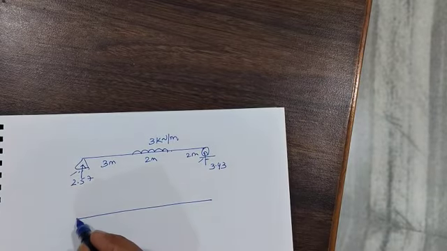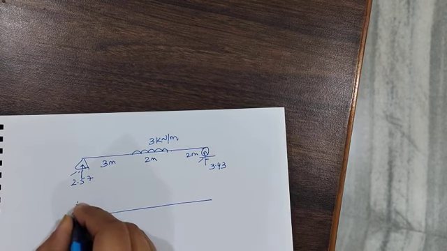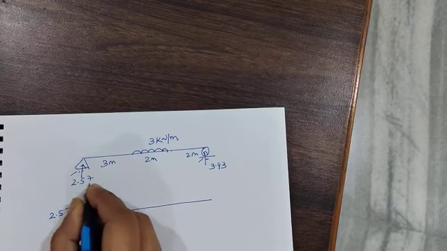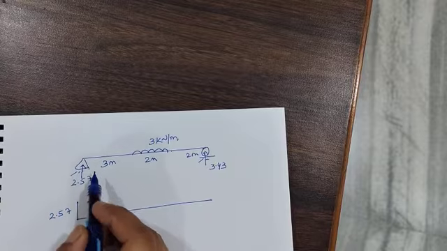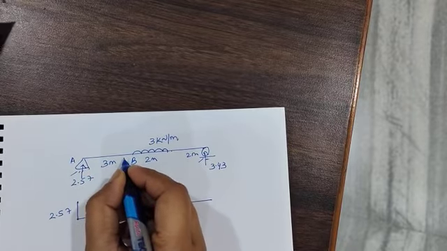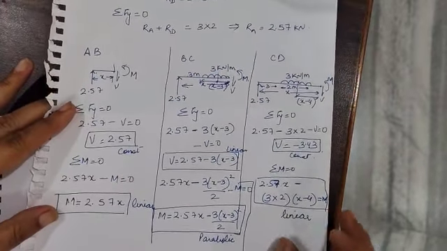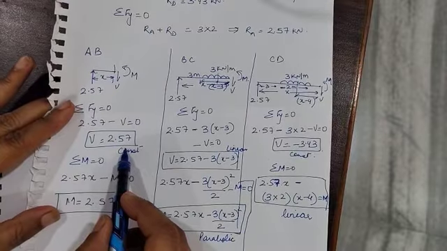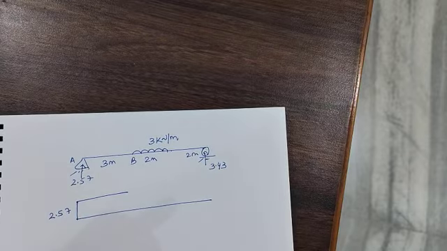Shear force will start at 0. It will have a sudden increase. Why will there be a sudden increase? Because there is a point load kind of thing upward. So there will be an upward shift. Then from A to B, there is no load. From A to B, this equation indicates that your shear force is constant. The value is 2.57. So I will draw a constant line at 2.57.